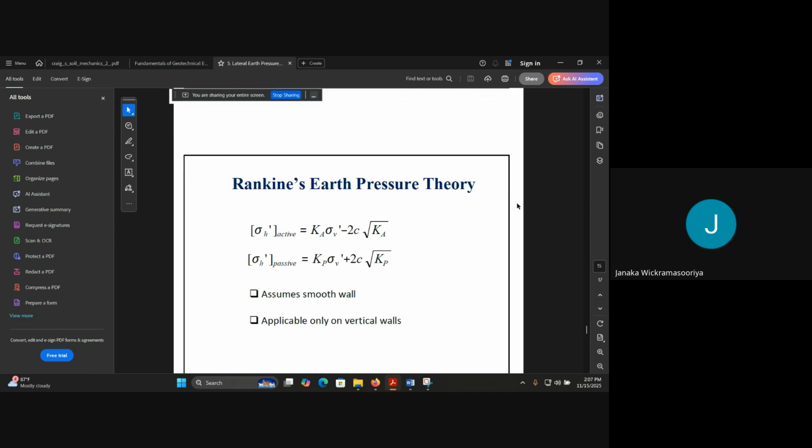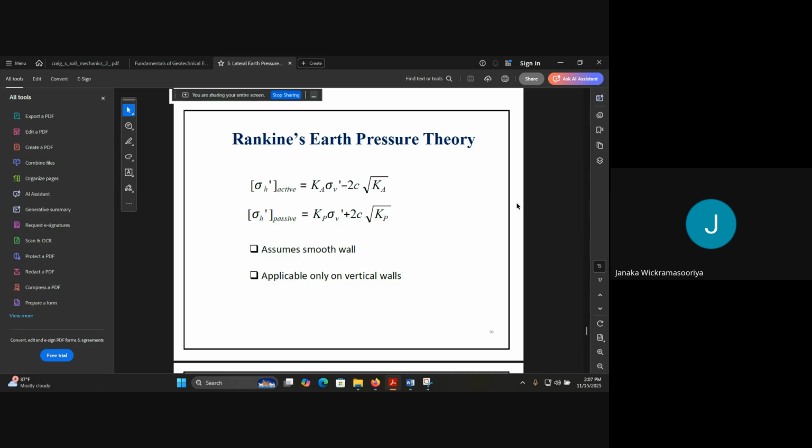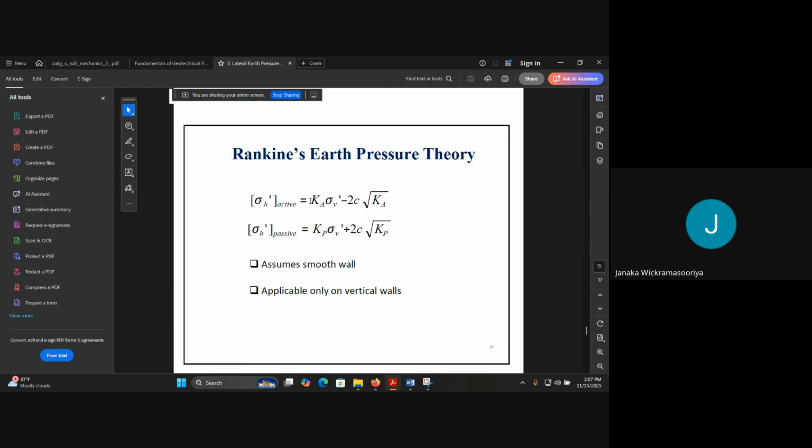Now, the Rankine surface pressure theory means this one. When the cohesion becomes zero, then you can remove these two parts in the active pressure and passive pressure. These are the equations that we learned, and there are two assumptions.